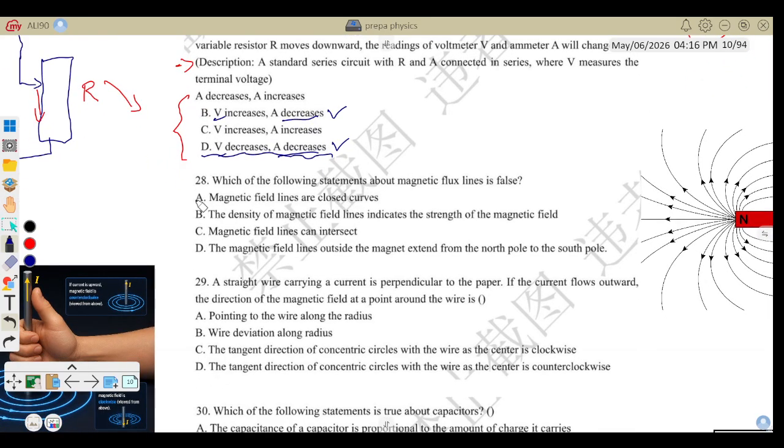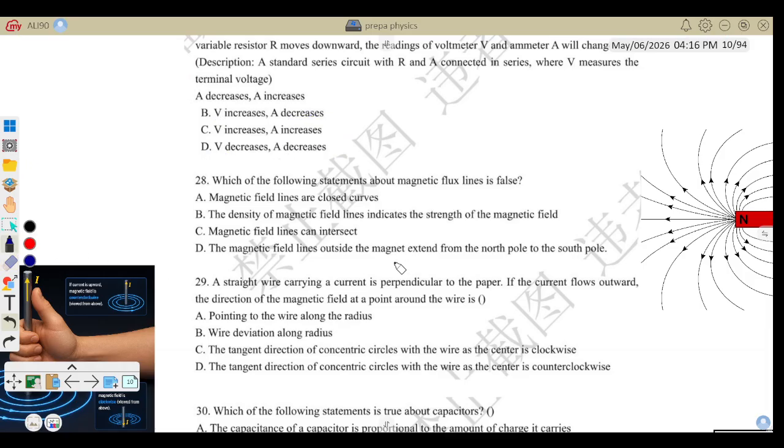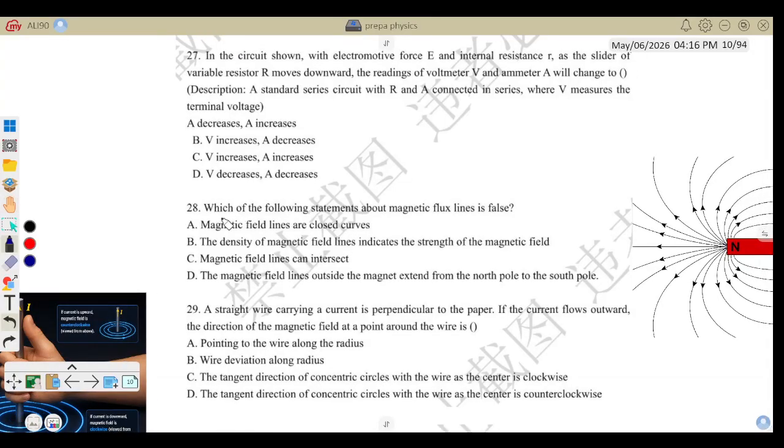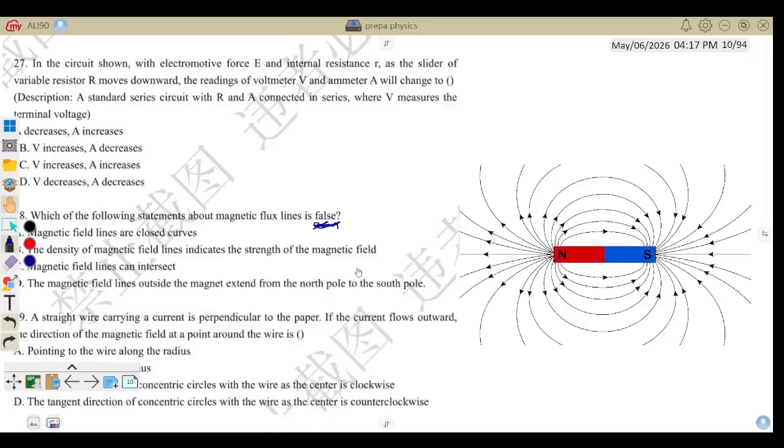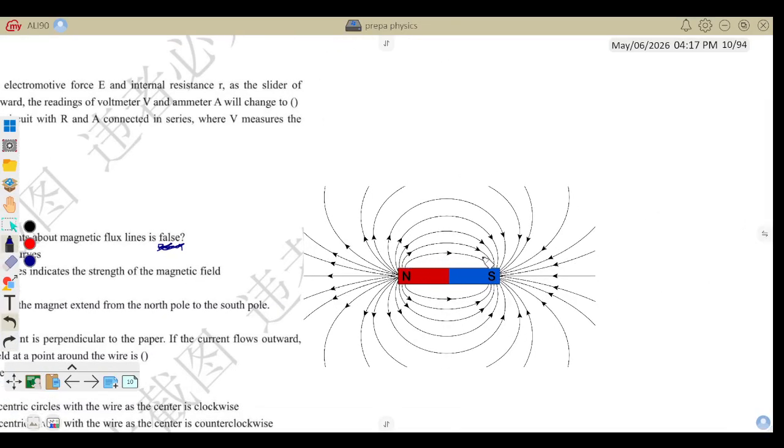Let's move to the 28. So for the 28, we have here: which of the following statements about magnetic flux line is false? That means the incorrect one. Three among these four are correct, but one is incorrect. So magnetic field lines are closed curves. That is correct, because we have something like that. They are closed. Even we can do that.